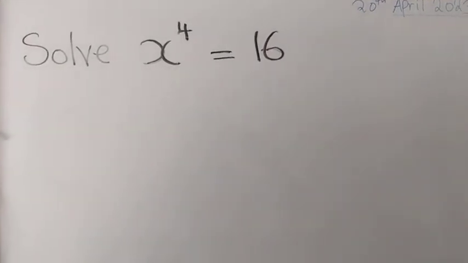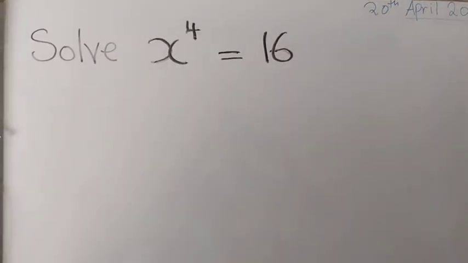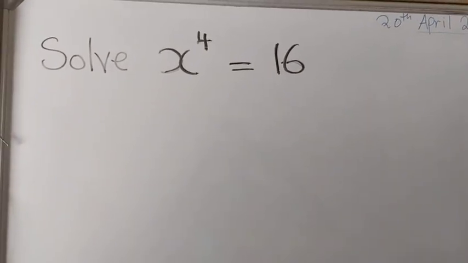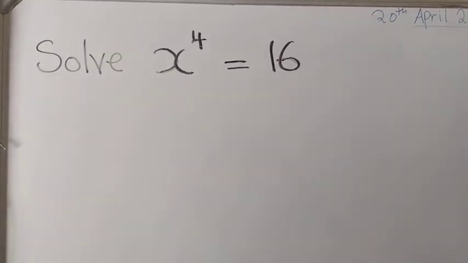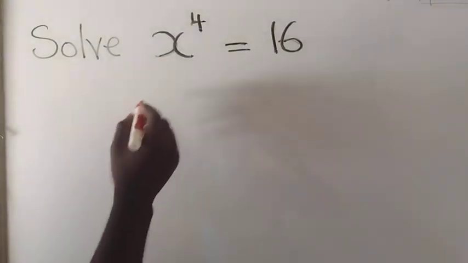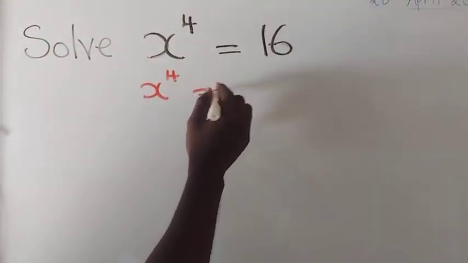Okay, so as you can see on the board, I've got this question, which is saying solve x raised to the power of 4 equal to 16. How can you solve this? So the first step is to write the question. So I'm going to write the question, which is x raised to the power of 4 equal to 16.